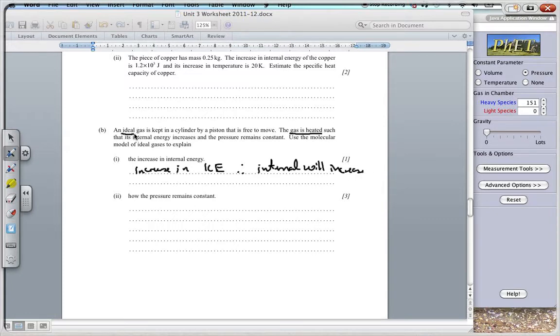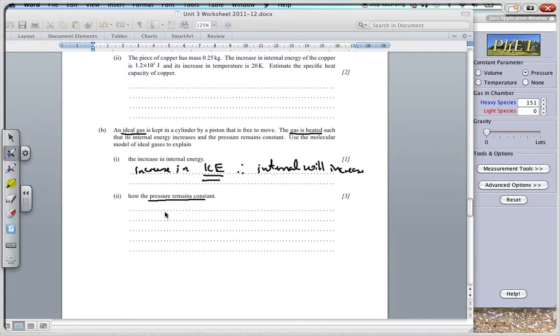In an ideal gas, we assume that all the internal energy is purely made up of kinetic energy. We ignore all the potential energy effects within the gas because they are seen to be negligible. How does the pressure remain constant?